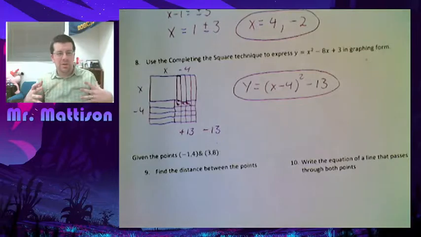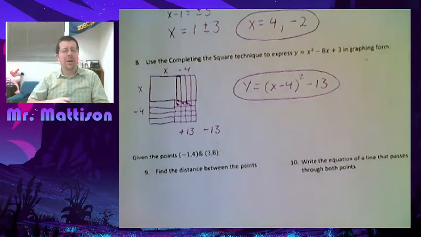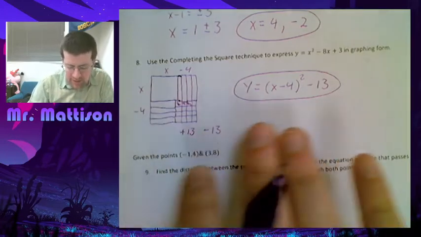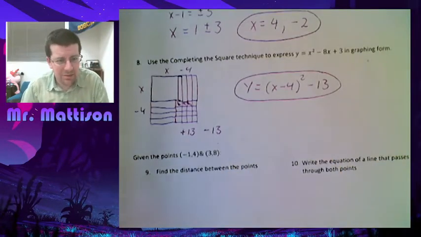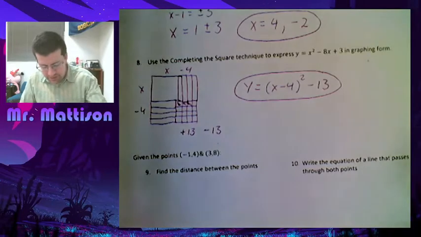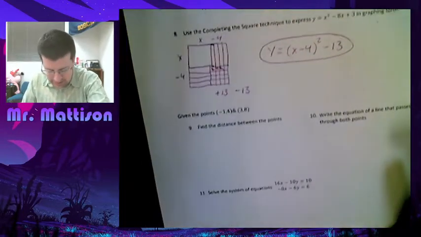And again, if you like doing that with the actual shortcut, more algebraic method, that's totally fine. Keep on doing that. I just wanted to make sure that everyone has at least a method in which they can do this. All right, down to 9, 10, and 11.